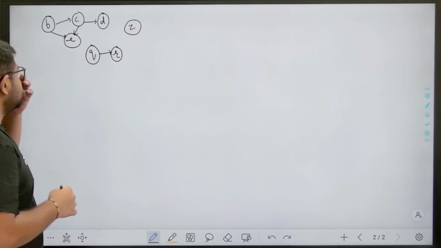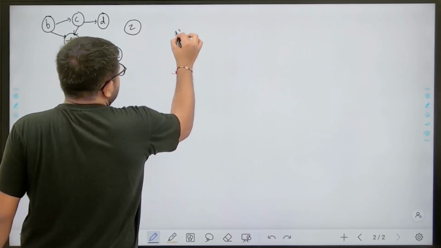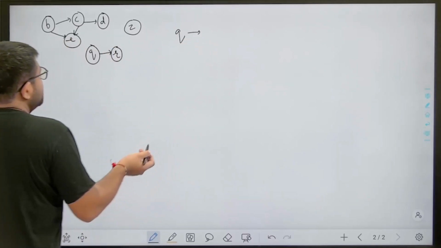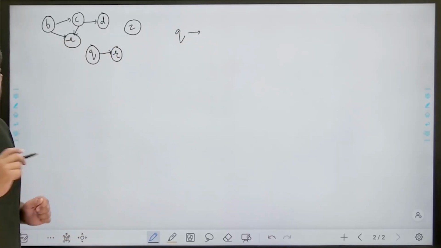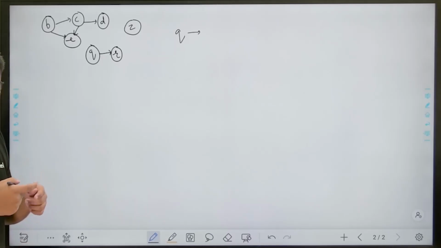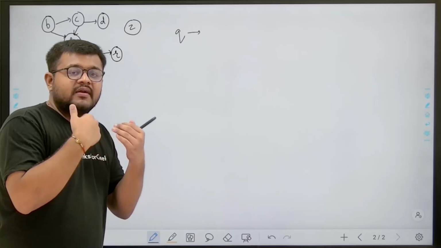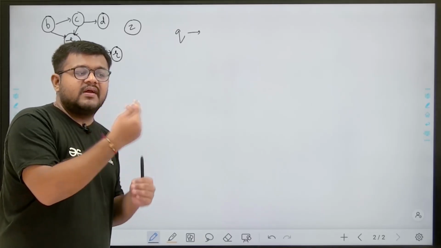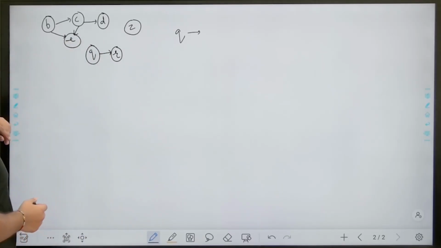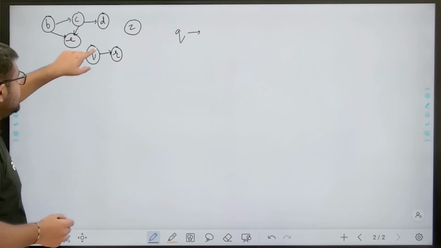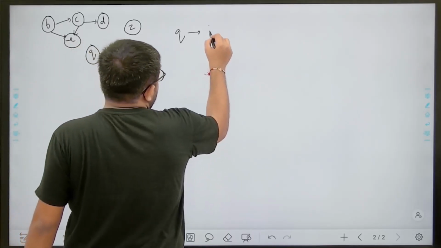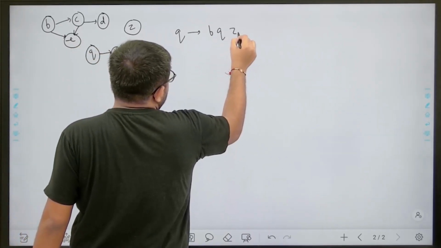So what I will basically do is, I'll take a queue and I'll push all the nodes which do not have an incoming directed edge towards them. So they are not dependent on someone, and they can be added to our answer. At which nodes is there no incoming edge? At B, Q, and Z. So in my queue, I will add B, Q, and Z.